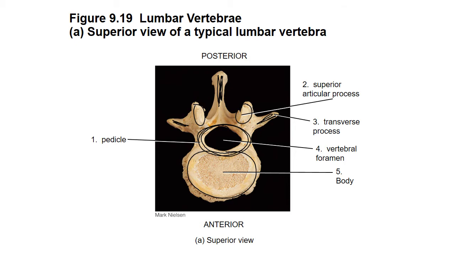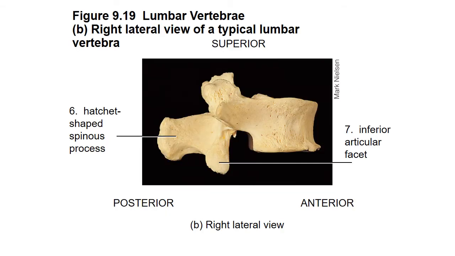Next slide. So here's why we say it's a hatchet-shaped spinous process. From above, on that previous slide, you can see it was thin. It looked like this, but when you look at it from the side, you realize it's actually kind of rectangular shaped. So it's a hatchet-shaped spinous process.